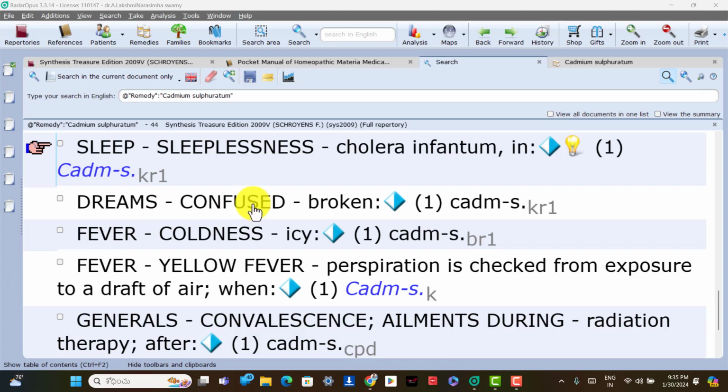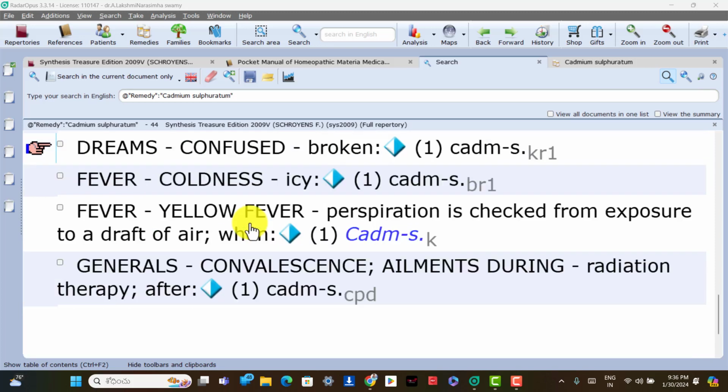Fever symptoms, two symptoms are present. Fever, coldness, icy coldness is present, that is only the Cadmium sulph patient. Fever, yellow fever, perspiration checked from exposure. When perspiration is checked from exposure to a draft of air is present, think Cadmium sulph. General convulsions, ailments during or after radiation therapy is present, think Cadmium sulph. So Cadmium sulph is useful in cancerous patients, and these are the peculiar symptoms that are useful to cure the patient.